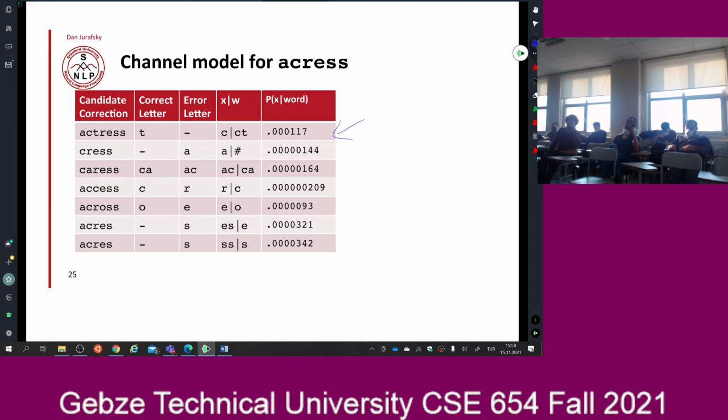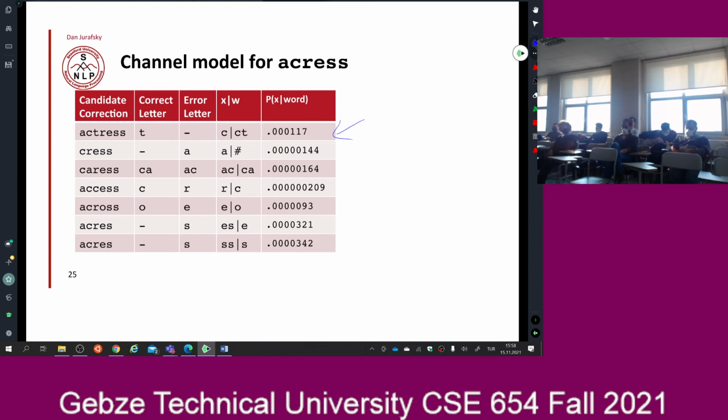Okay, I'm blind. Three zeros. It's maybe 5 times higher than the other. So actress has the highest probability because people keep forgetting pressing the letter T. That's what happens. I cannot show you this in my table because that table was a substitution table. It was not the deletion table. Okay, so that's the highest one.